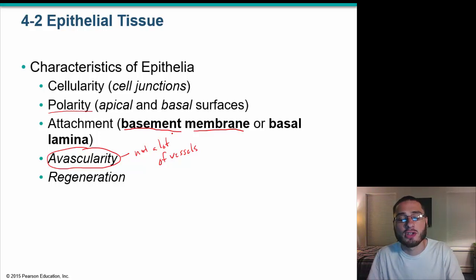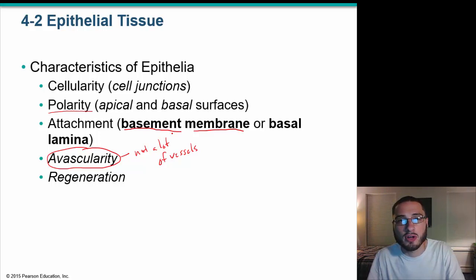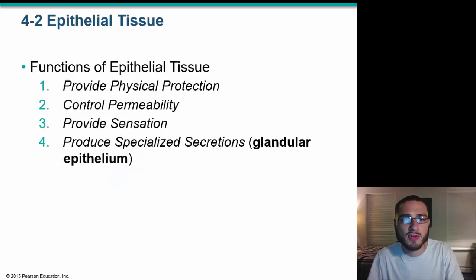And then they have regenerative properties. If you cut yourself or scrape yourself, it's going to regenerate and you're going to form new skin. If you cut the inside of your mouth, pretty quickly you see that lining regenerate itself or come back. Some functions, mainly physical protection.